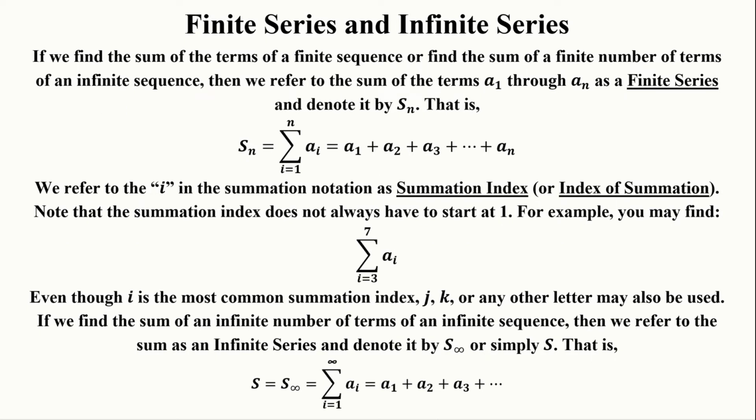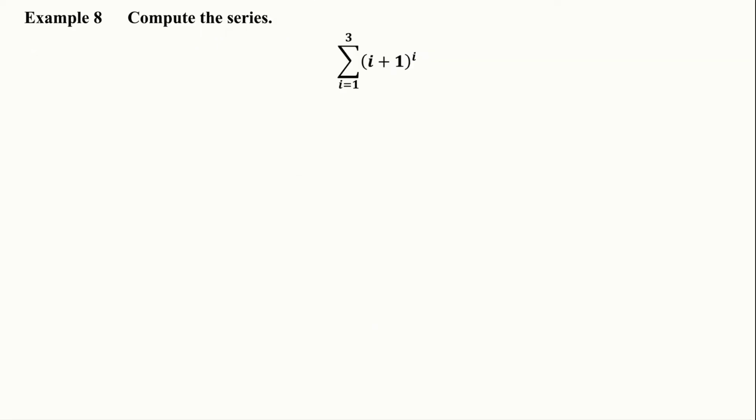So we represent it like this: S equals S infinity, which is the sum from i equals 1 to infinity of a_i, which just means a1 plus a2 plus a3 plus continue forever. Okay, that's what that sum means, which we refer to as an infinite series. Let's go ahead and compute this finite sum.